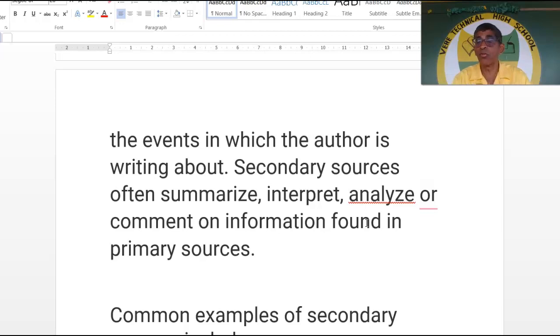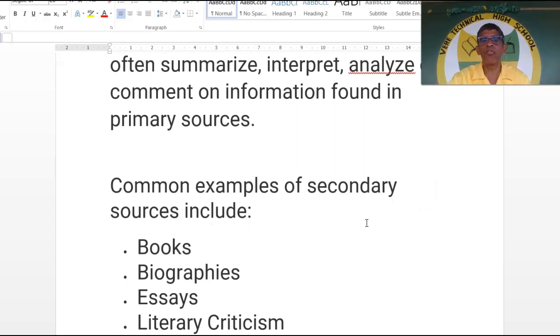So like Mr. Good, for example, would go to a plantation and he would see things about slavery, and he would come back and he would write about what he saw. He would analyze information and then write about what he saw. That would be the secondary source. So common examples of secondary sources include books. So Mr. Good would write a book about what he saw on the plantation, or he would write a biography. All right, so biographies are information written about individuals who have passed on, or about other individuals.